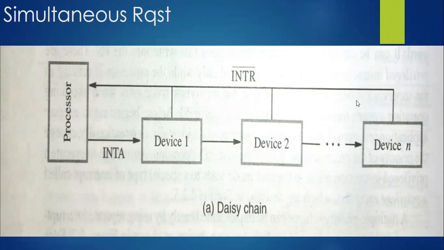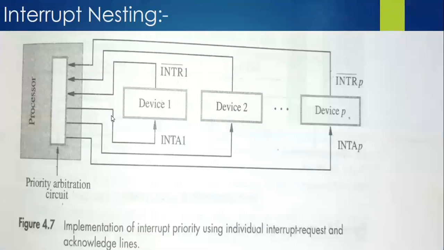Here you have only one common interrupt request line and one common acknowledgement line. Clear? Here we face one problem, which I will explain during simultaneous requests, and then you will have a clear picture. If you have individual lines, there is no need to wait for this interrupt request line to become free, and no need to wait for any other device to release the acknowledgement received by the processor.